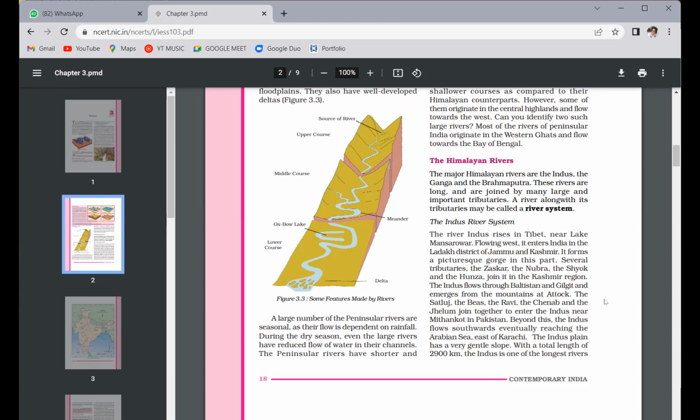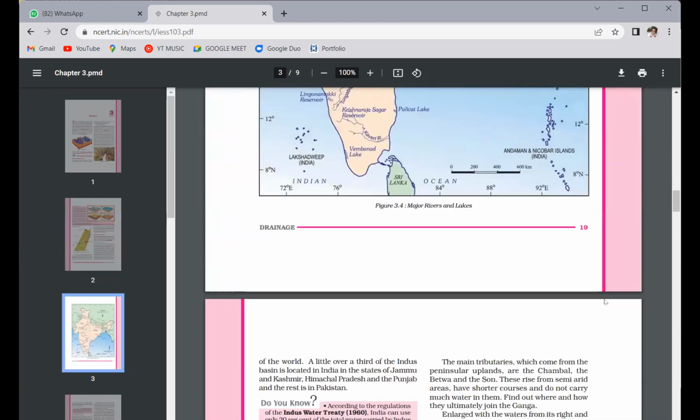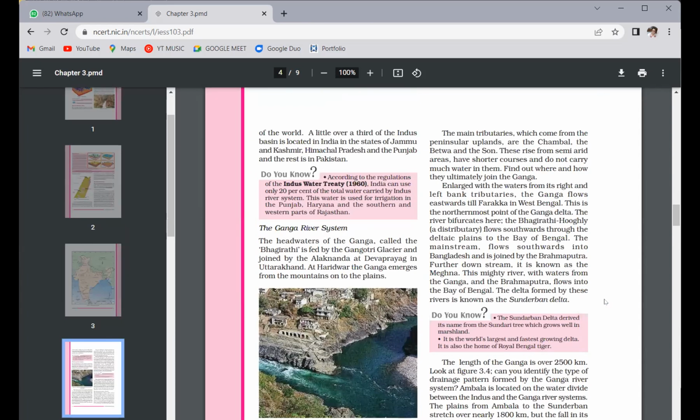The Indus plain has a very gentle slope with a total length of 2,900 kilometers. The Indus is one of the longest rivers in the world. A little over a third of the Indus basin is located in Ladakh, Jammu and Kashmir, Himachal Pradesh, and Punjab, and the rest is in Pakistan. Now it should not be states, it should be Union Territories, Jammu and Kashmir, okay? Okay, ma'am. Chalo.